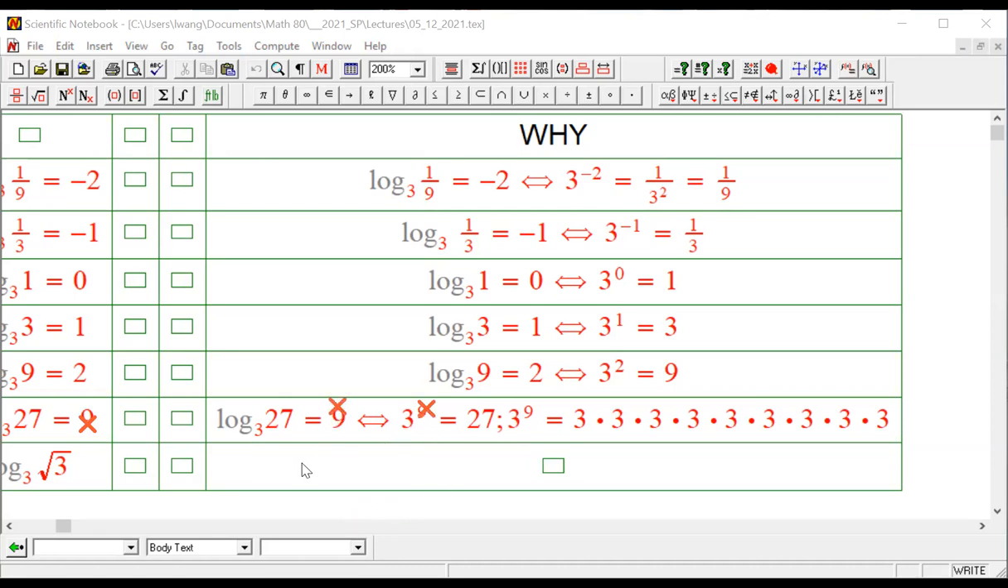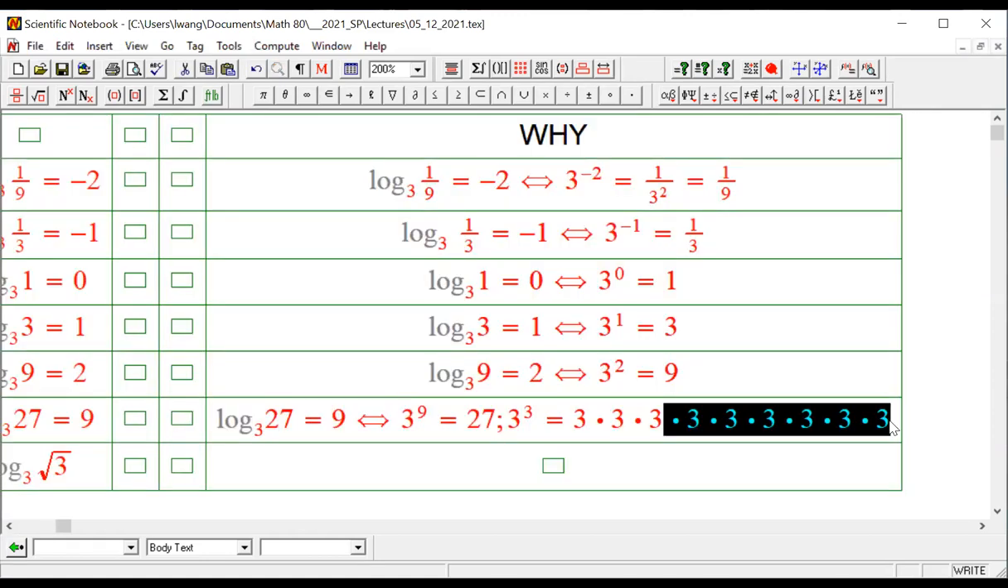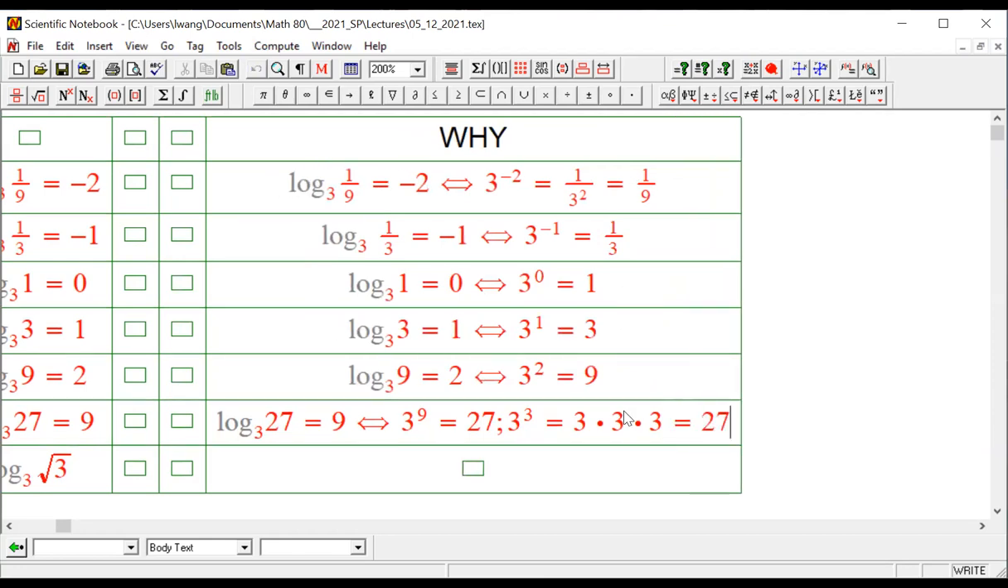So what number to the power 3 will give us 27? 3, yay, you're right. So 3 to the power of 3 will give us 3 times 3 times 3, that's 27. So 3 to the power of 3 equals 27. Therefore, this is 3. And that's the answer.